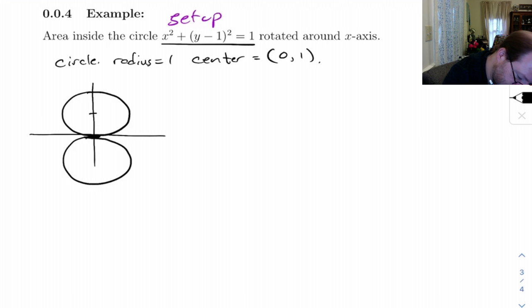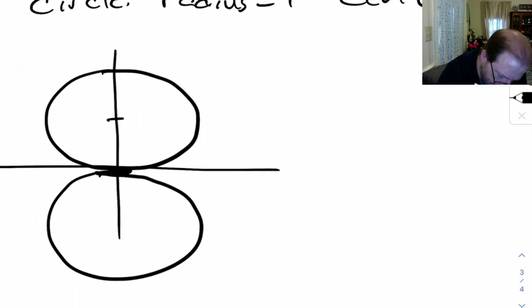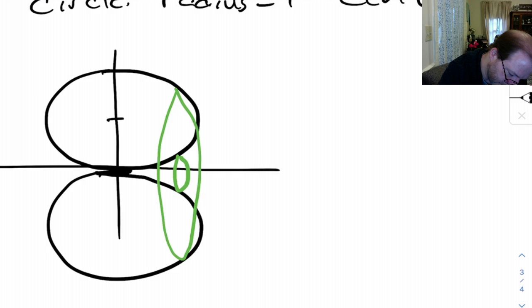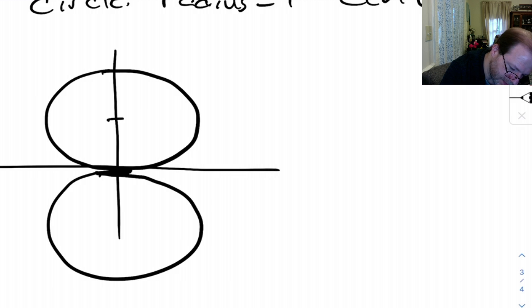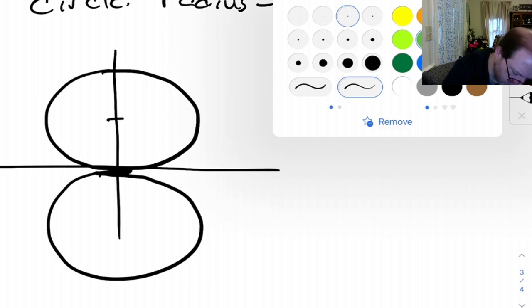So let's figure out how to do this using shells. Now, first off, if this weren't in the shell section, how would I know that I want to use a shell for it? Well, if you tried to do it with washers, it would be problematic because you'd have to solve for the bottom part and the top part. You'd have to figure out this radius and this radius. And maybe that wouldn't be too tough, but let's do it with shells.